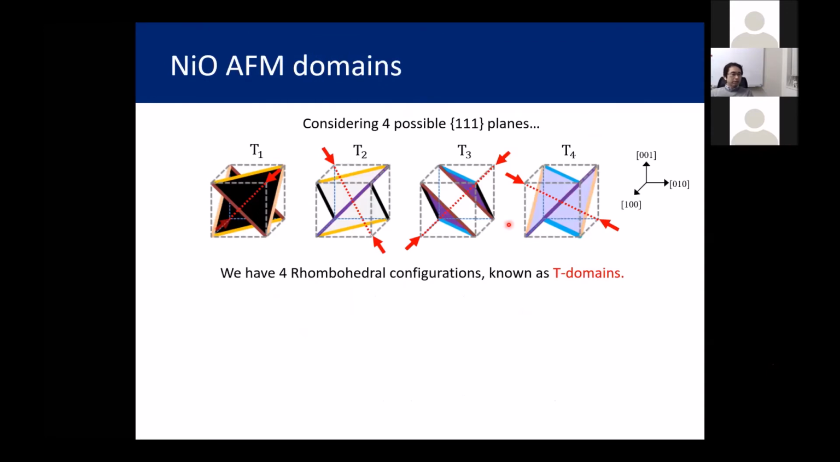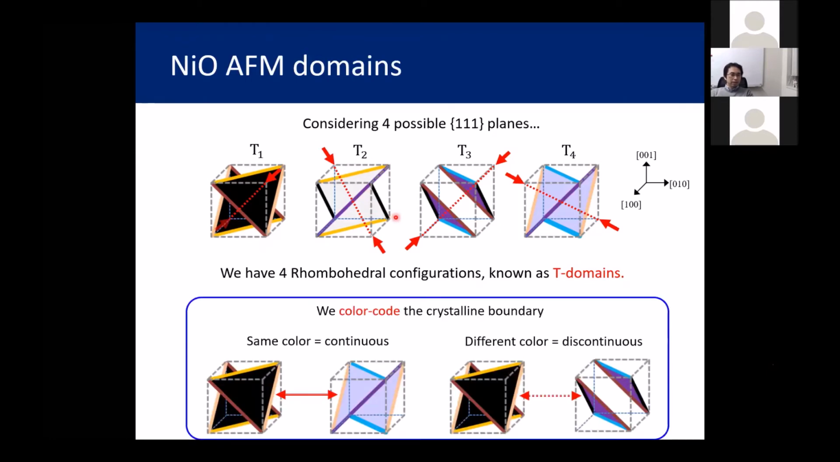So coming back to the 4 possible domain configurations, as you can notice, we colored the boundary to visualize the crystal continuity. What I mean here is basically that a same-color boundary connection keeps the crystal continuity, and a different-color connection does not satisfy the crystal continuity. Like this.